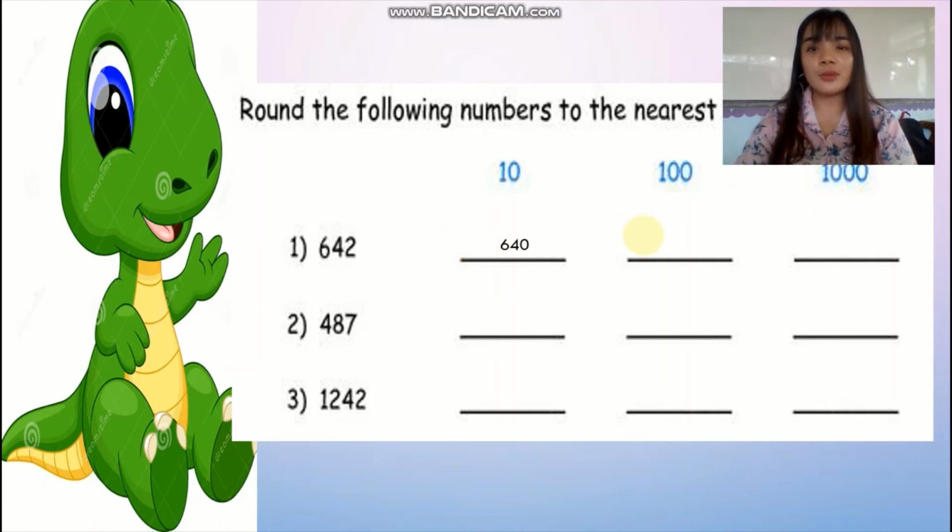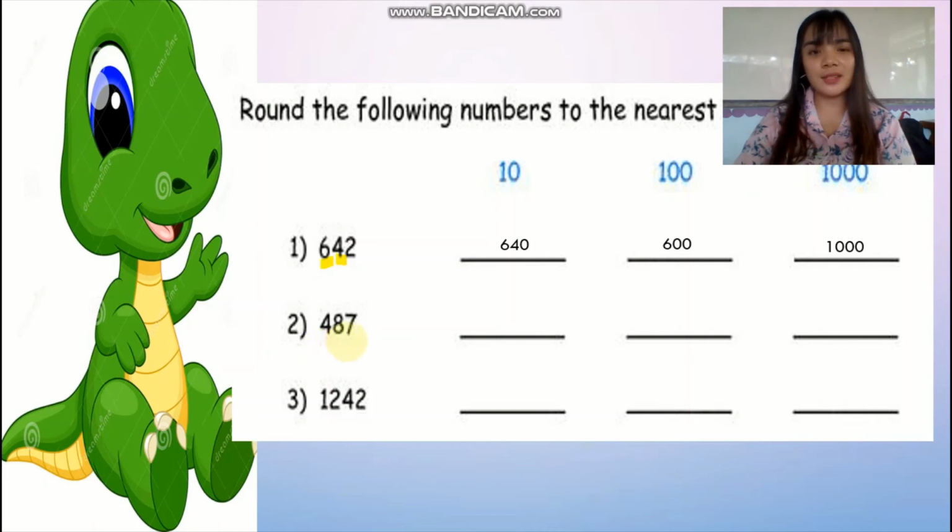How about if we're going to round it to the nearest hundreds? Going to see the tens place. So round it to the nearest hundreds or 100. So round it to 600 or 700. So it is 600. How about to the nearest thousand? So let's see the hundreds place. Are we going back to 100 or we're going to 1000? So it is 1000.